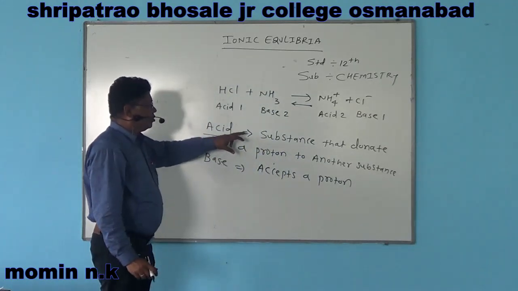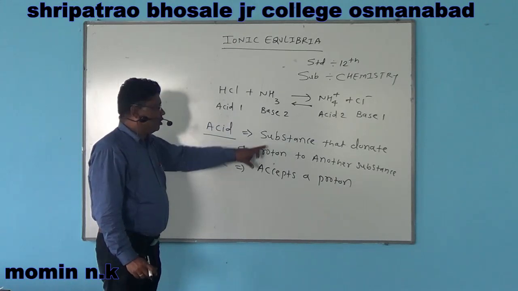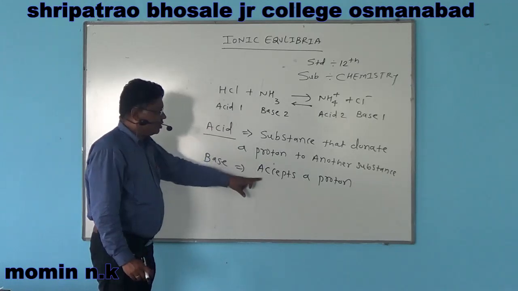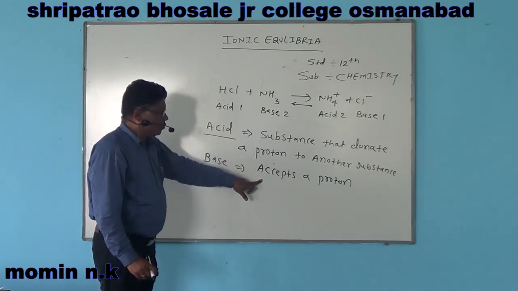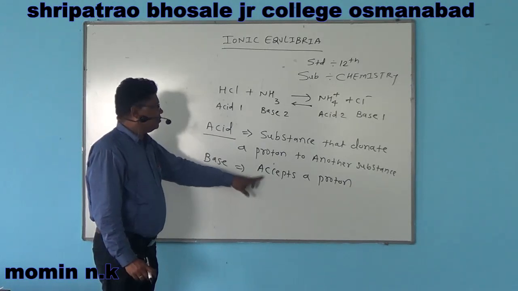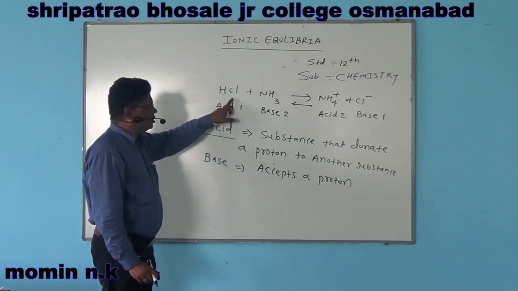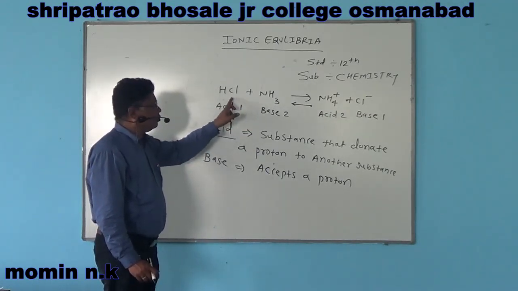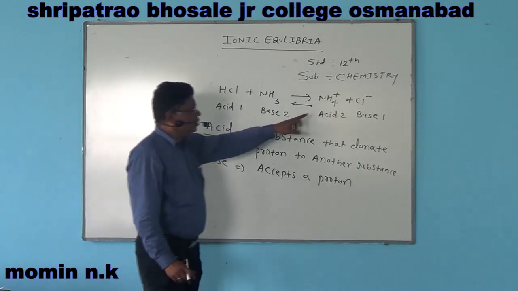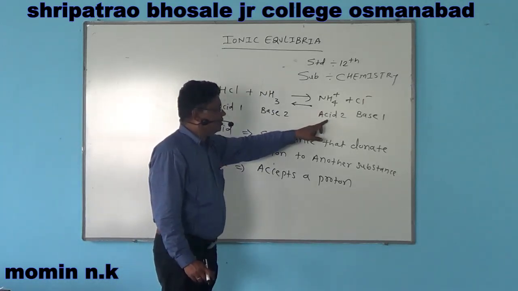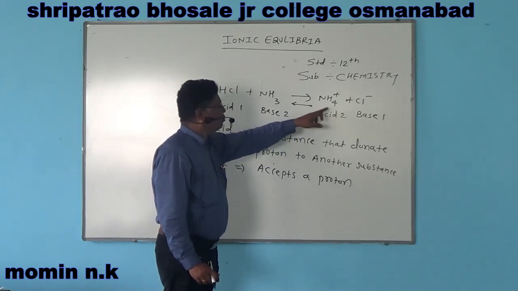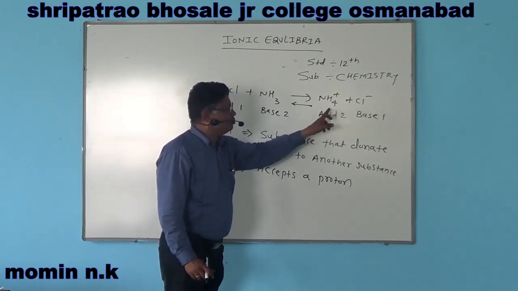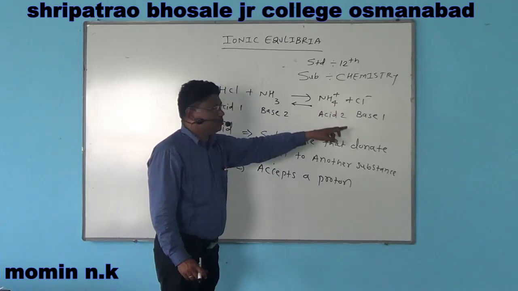So according to Lowry and Bronsted, once again, a substance that donates a proton to another substance is called acid. A substance that accepts a proton is called base. In this reaction, HCl is called acid because it donates a proton to base, and NH3 is called base because it accepts the proton from HCl. Here NH4 positive ion is called acid because it donates a proton to Cl minus, and Cl minus accepts a proton from NH4 positive, that's why it is the base.